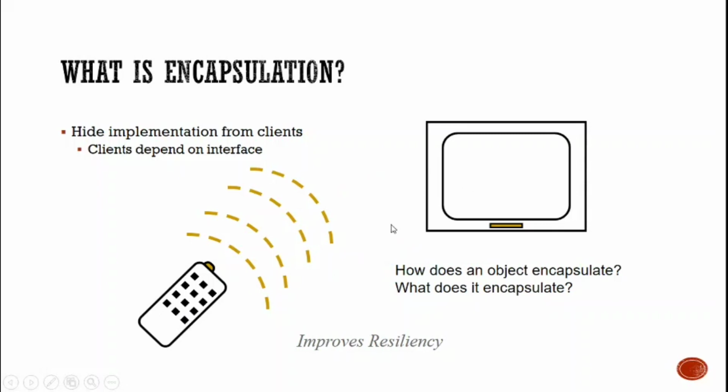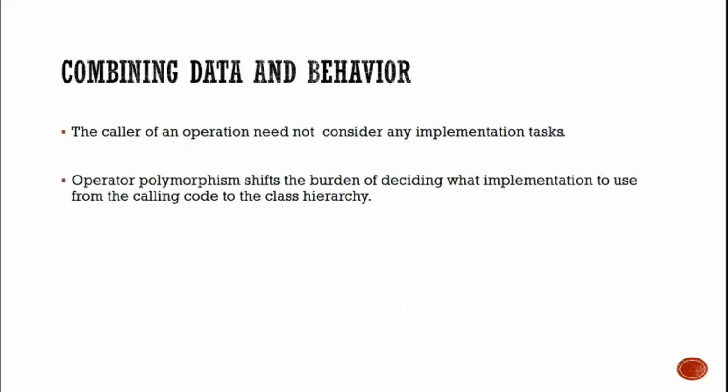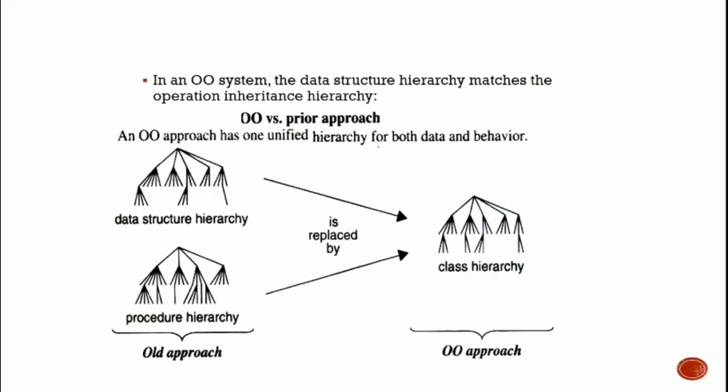This is an example of encapsulation. Combining data and behavior: the caller of an operation need not consider any implementation. Operator polymorphism shifts the burden of deciding what implementation to use from the calling code to the class hierarchy. Usually we use a data structure hierarchy. With object oriented, we have class hierarchies. The old approach used a procedure hierarchy. Now we are using object oriented approaches.